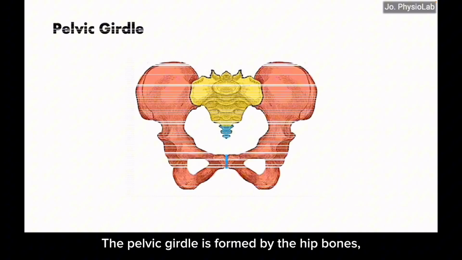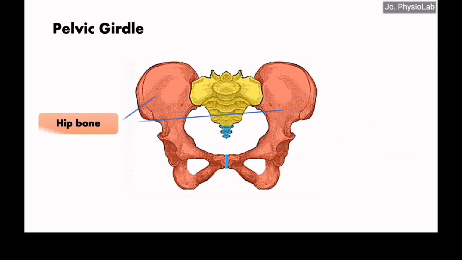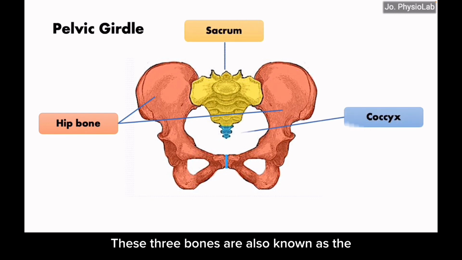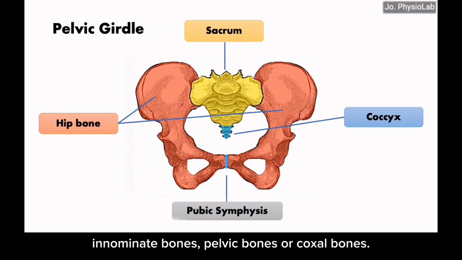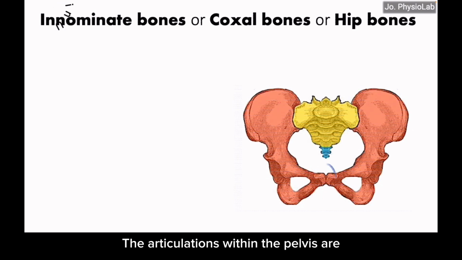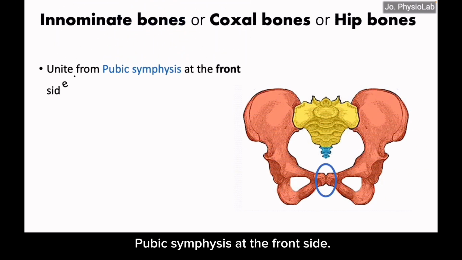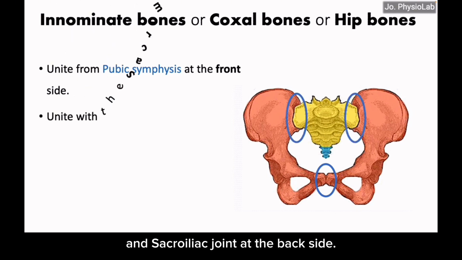The pelvic girdle is formed by the hip bones, sacrum, and coccyx. These three bones are also known as the innominate bones, pelvic bones, or coxal bones. The articulations within the pelvis are the pubic symphysis at the front side and the sacroiliac joint at the back side.